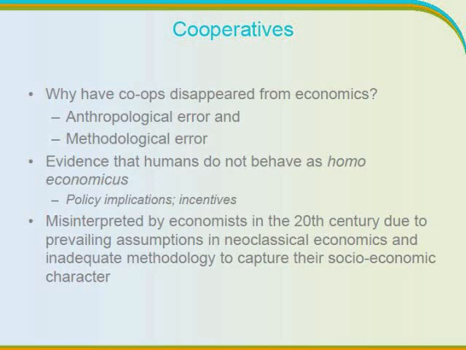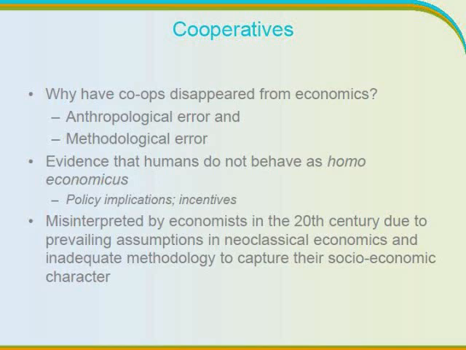He didn't have slides per se, but what he was talking about, among other things, was why have cooperatives disappeared from economics? And he is an economic historian. He actually is teaching history of economic thought. And he basically put it into two categories, and I quite like that: anthropological error and methodological error. Those two types of errors are guilty of for economics not treating cooperatives, either not treating them at all, not considering them at all, or considering them with an erroneous outlook.